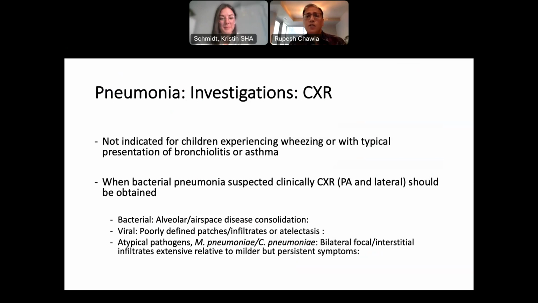With chest x-rays, as listed there, if you have more alveolar or airspace disease, or what's called consolidation, you may see air bronchograms, which are quite adult. That would fit more of a bacterial process. With viral, you often see poorly defined patches, infiltrates, or atelectasis. And with atypical pathogens like mycoplasma or chlamydia, they often have bilateral or focal interstitial infiltrates that are extensive relative to milder persistent symptoms.